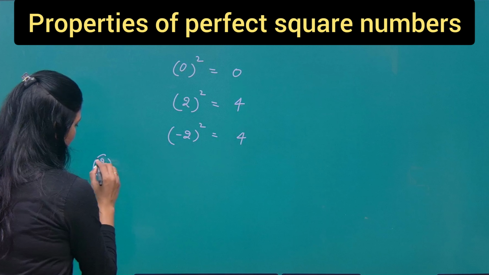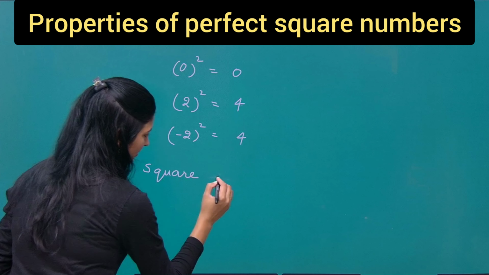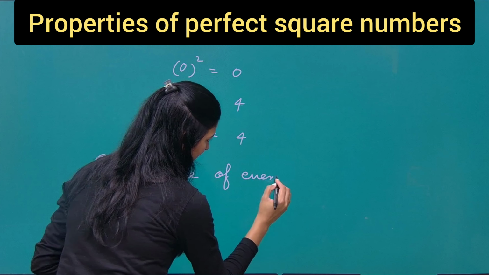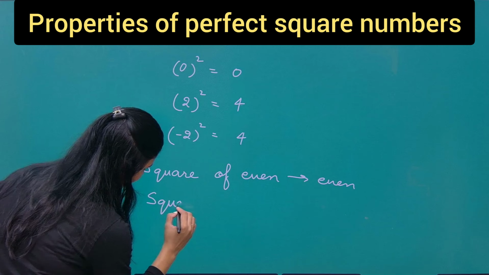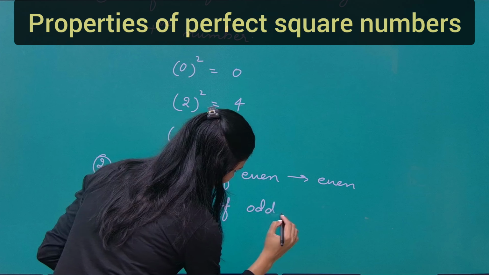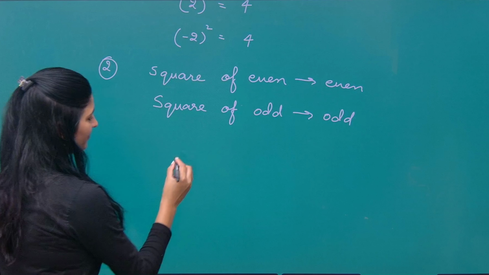Now the second property is square of an even number will always be an even number, and squares of odd numbers give us odd numbers. Let's take random examples here. Let's take an even number 4. So the square of 4 is 16 and 16 is also even. So when we take an even number here, our result is also even.